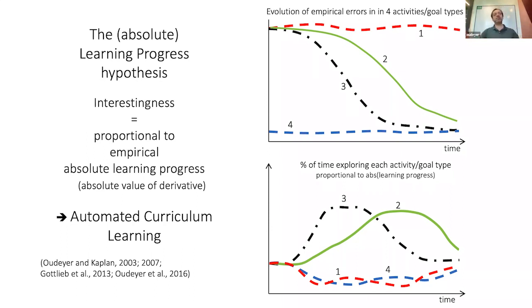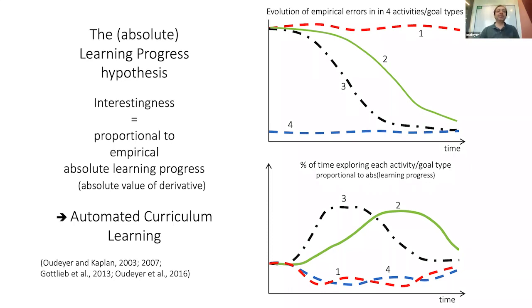And as you see, in principle, it generates some forms of organization of the learning curriculum. That's not programmed in advance. It's really self-organized. And the last detail that's important is that I said what's interesting is the derivative, but actually what's important is the absolute value of the derivative, the progress. And why is it important? I'm going to show it in 2 slides.